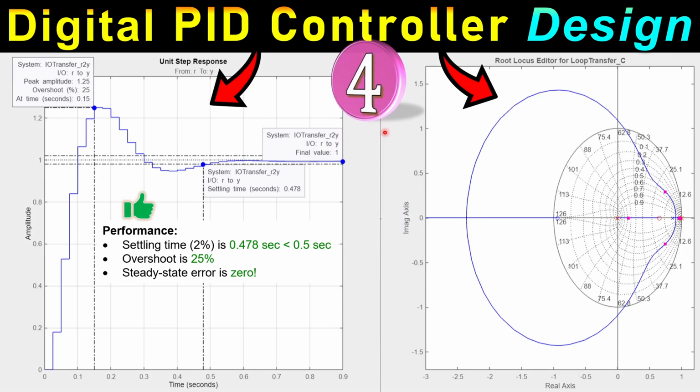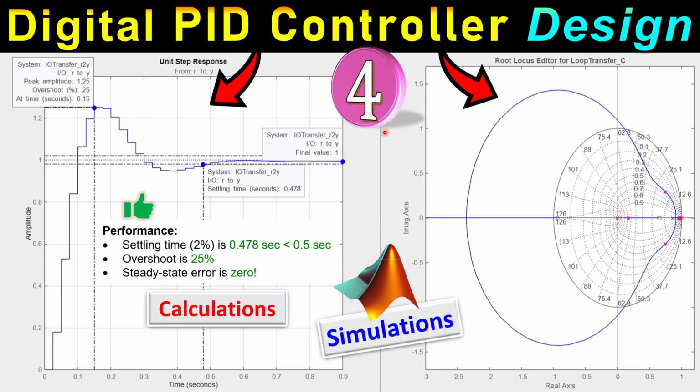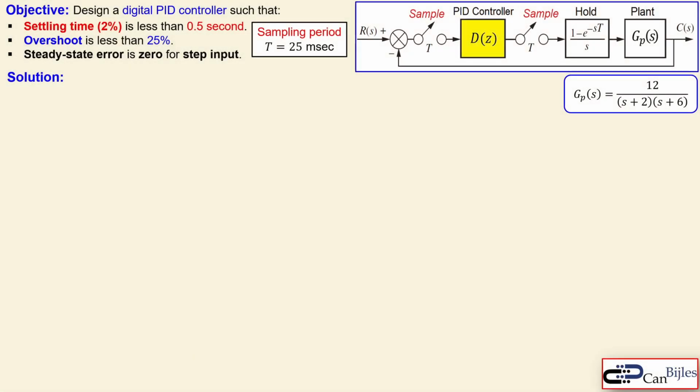This is example number 4. In this example we will discuss the PID controller design in the digital domain. We have seen in the previous 3 examples the PI and the PD separately. So we combine now the knowledge there and we make the PID controller. Of course we will do that in the calculation step by step and also verify this in MATLAB simulations. So let's look at our example.